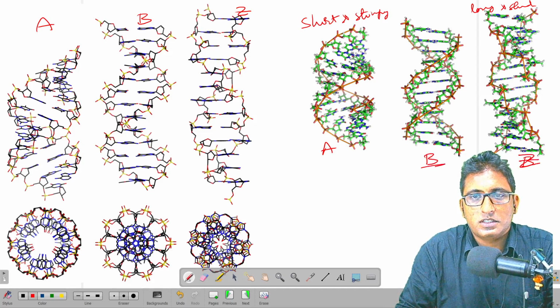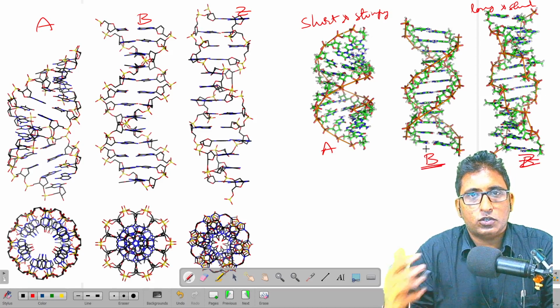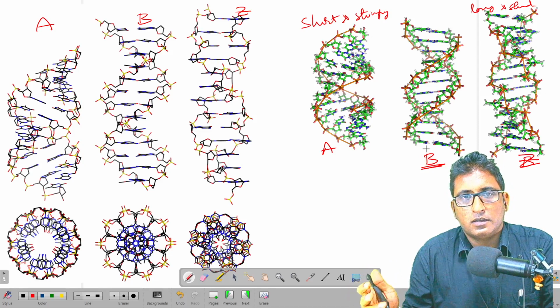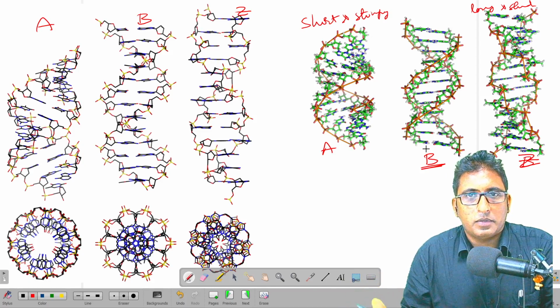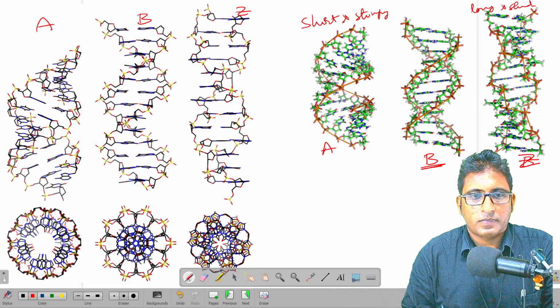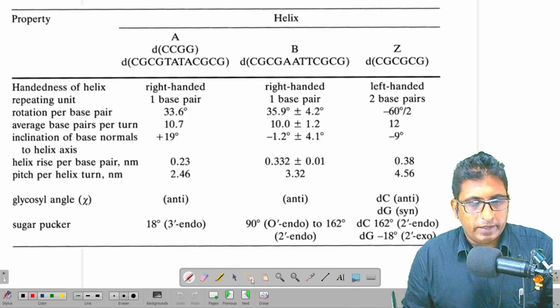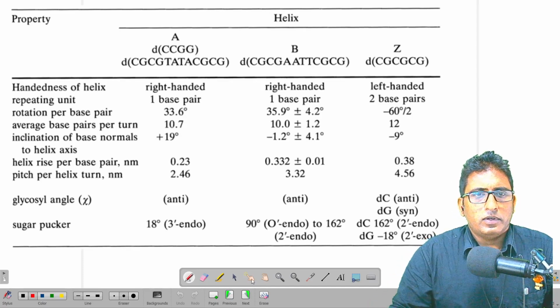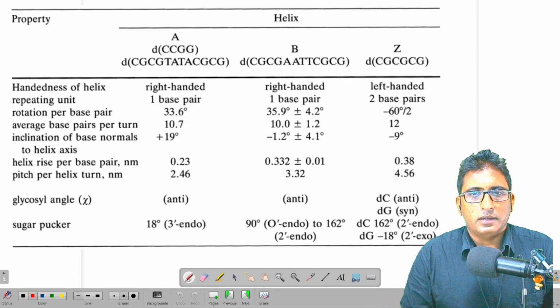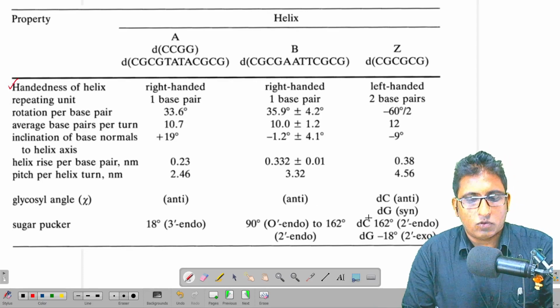What is in between is B-DNA. The majority of the DNA in the majority of cells is in the B form. Z and A can form under different conditions. There are certain other changes. It's not just about the length, but there are also other changes, of which we will focus on a few and then try to understand. The first one is the handedness of the helix.